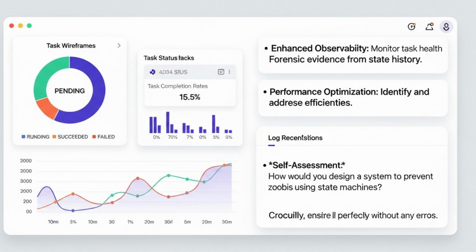Third, it enables targeted performance optimization. State metrics reveal where your system is struggling. If tasks spend too much time in pending, you know you need more worker capacity. If running time is high, it's time to optimize the task's logic.